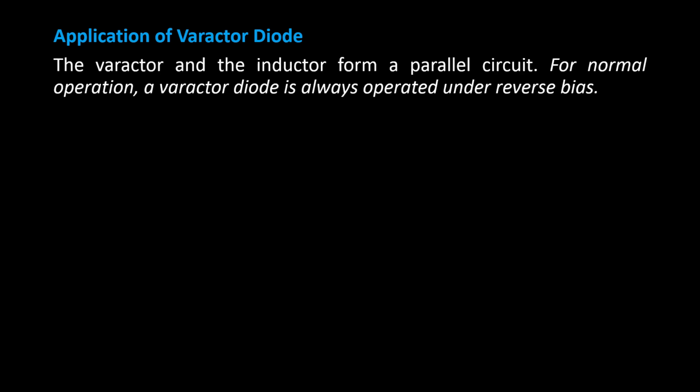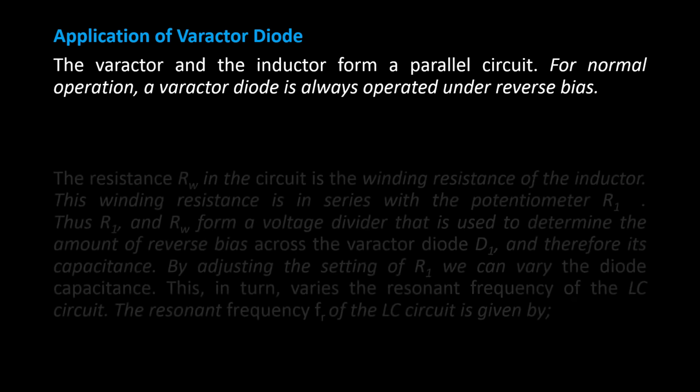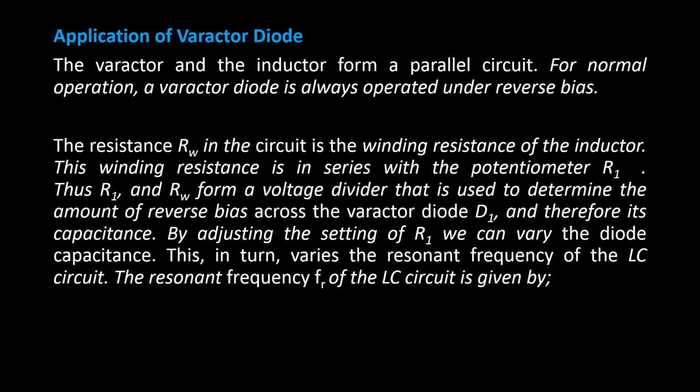Application of Varactor diode. The Varactor and the inductor form a parallel circuit. For normal operation, a Varactor diode is always operated under reverse bias. The resistance Rw in the circuit is the winding resistance of the inductor. This winding resistance is in series with the potentiometer R1. Thus R1 and Rw form a voltage divider that is used to determine the amount of reverse bias across the Varactor diode D1, and therefore its capacitance.